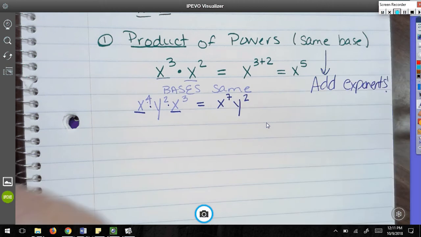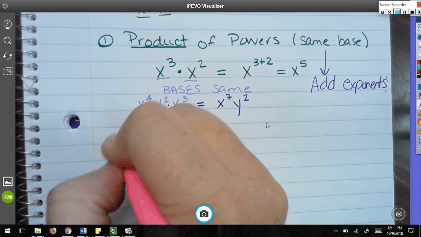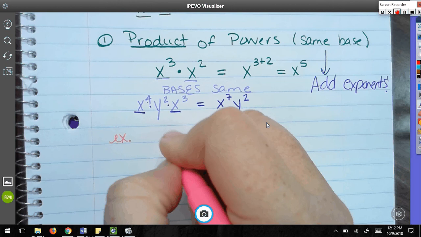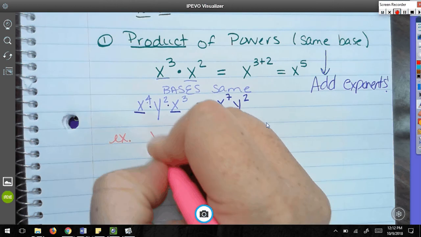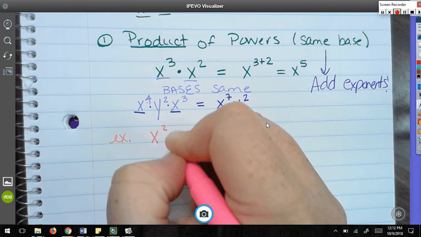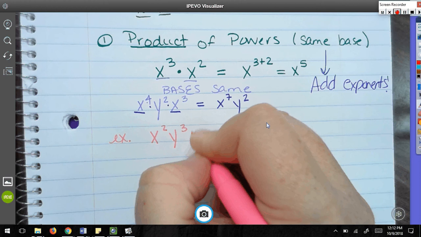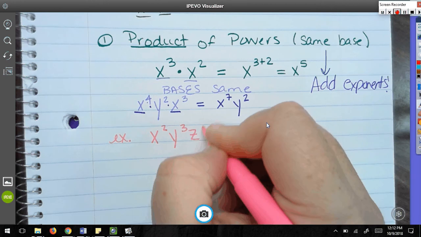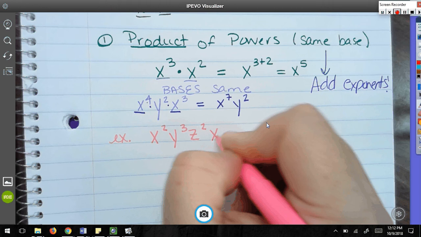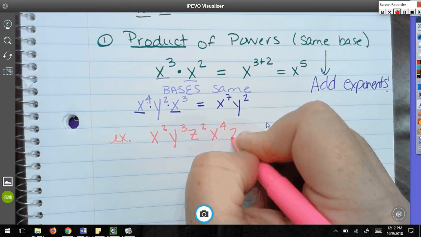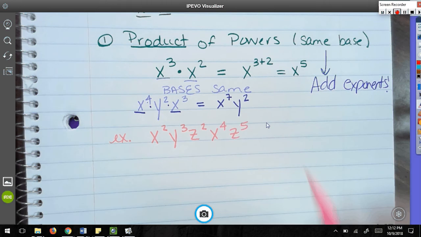Now, let me give you one to try. Let's say I had x squared, y to the 3rd, z to the 2nd, times x to the 4th, z to the 5th. I just want you to take a minute and try to simplify this and tell me what you get.